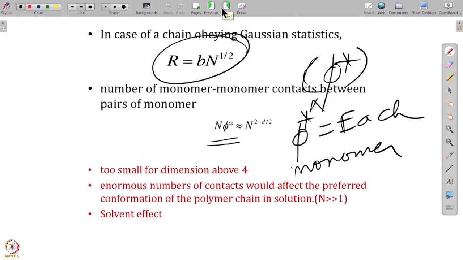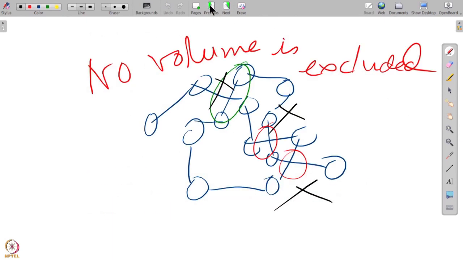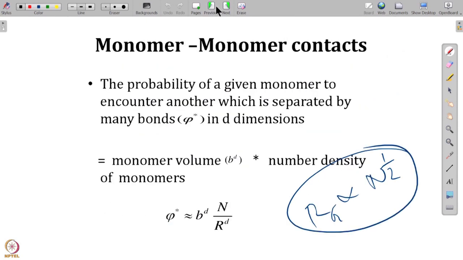So the probability of a given monomer, the probability is phi star, that a given monomer encounters another monomer. So this is not the number, but the probability, but we are going to get the number from that.